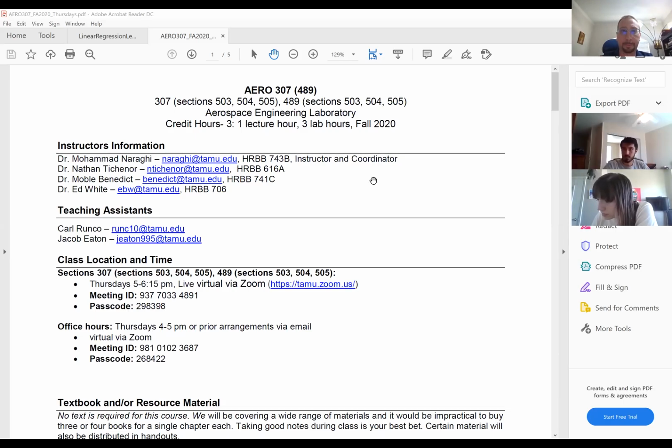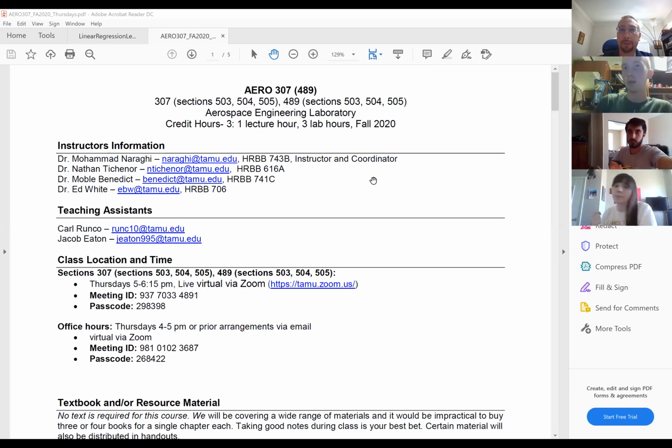Okay. So there are three things I want to cover today. The first one is the syllabus, and then the basics of instrumentation. And the third one is linear regression.